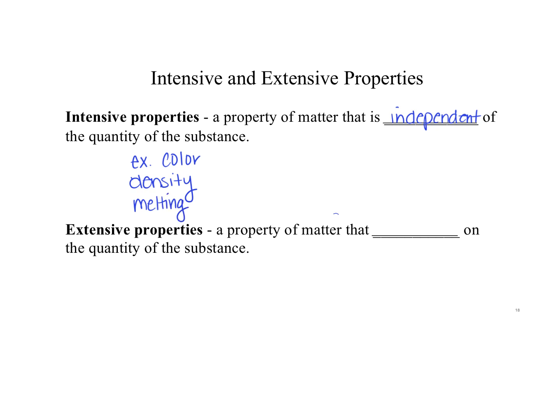You can also have extensive properties, and these are properties of matter that depend on the quantity of a substance. Examples of this are things like mass and volume. If you have a little bit, you have a very small amount of mass. If you have a lot of it, then you have a lot of mass. Same thing with volume. Volume is going to be really small for a little bit, much larger if you have a lot. Those are extensive properties.